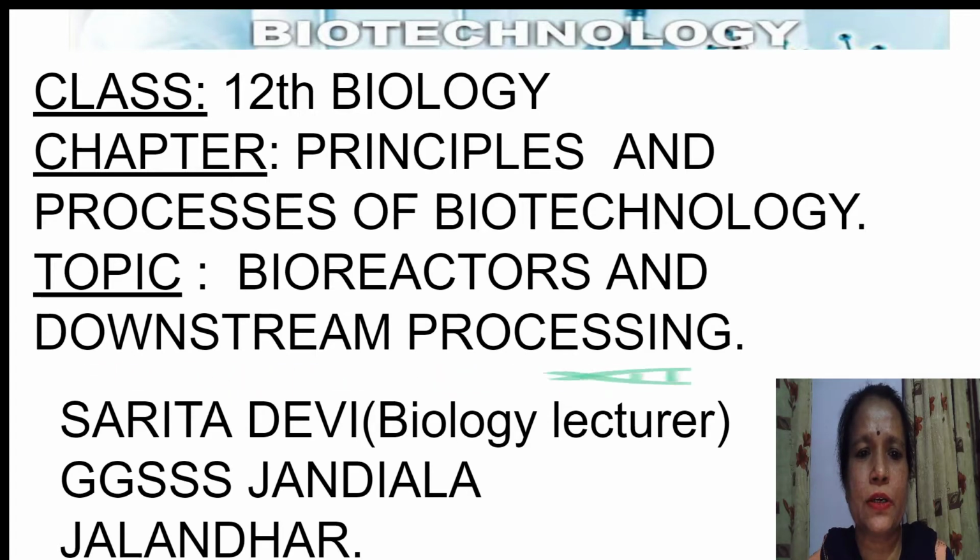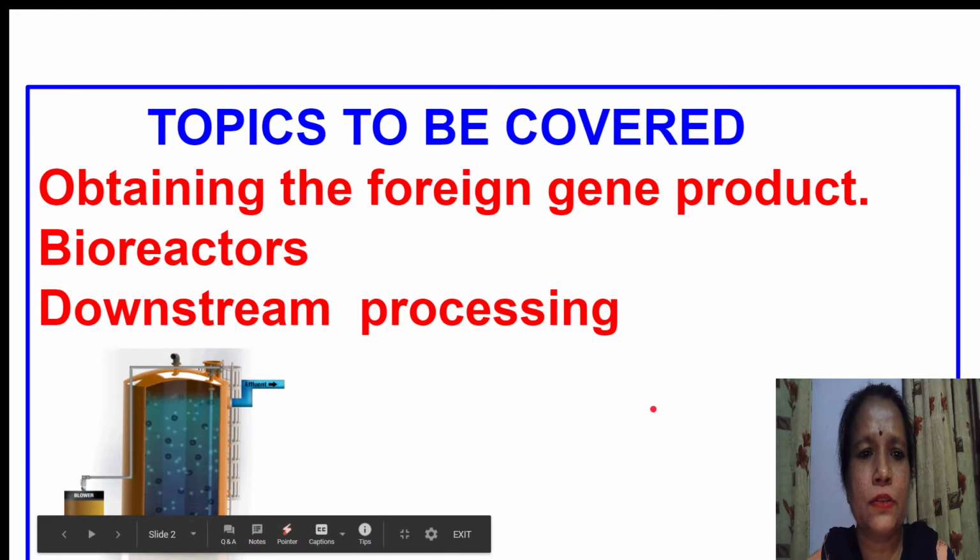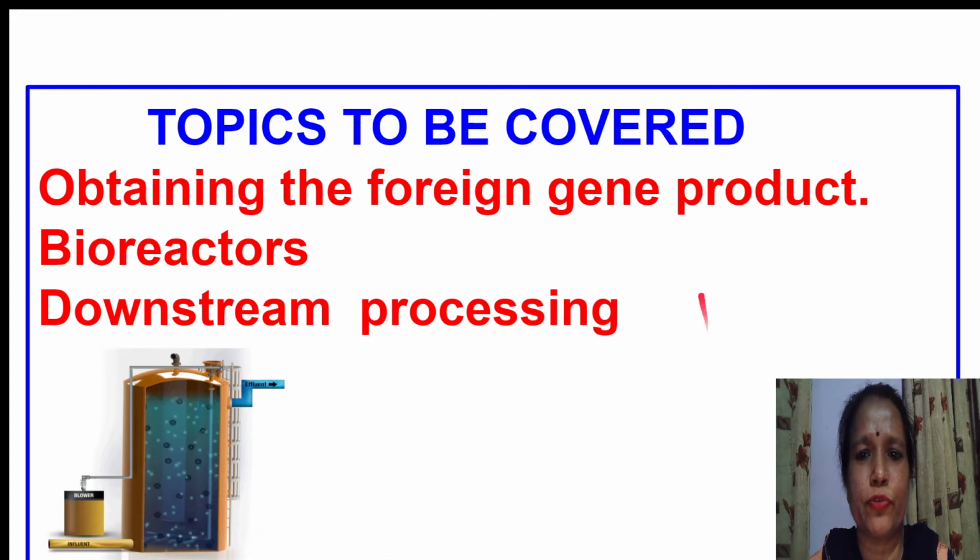Today I will discuss the last chapter of biotechnology, that is Principles and Processes of Biotechnology. And our topic is bioreactors and downstream processing. In this topic we will study how to obtain the foreign gene product, bioreactors and types of bioreactors, and downstream processing.